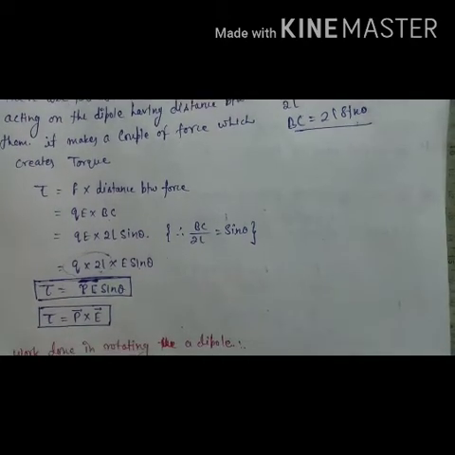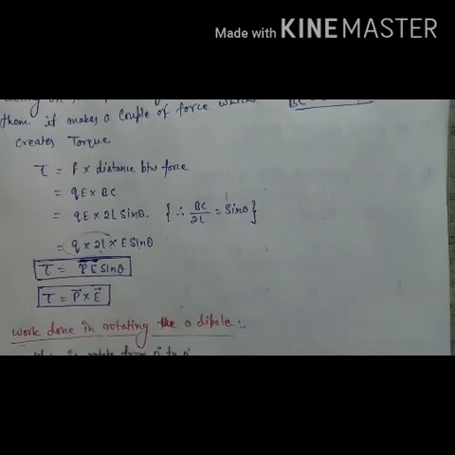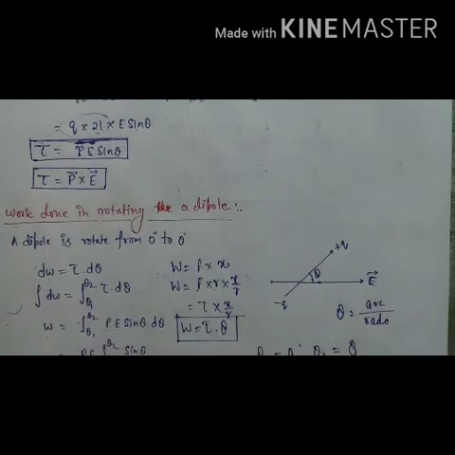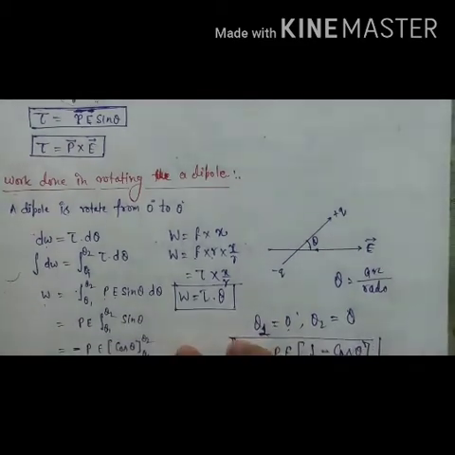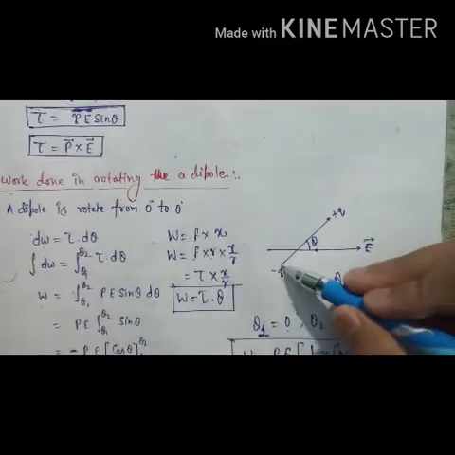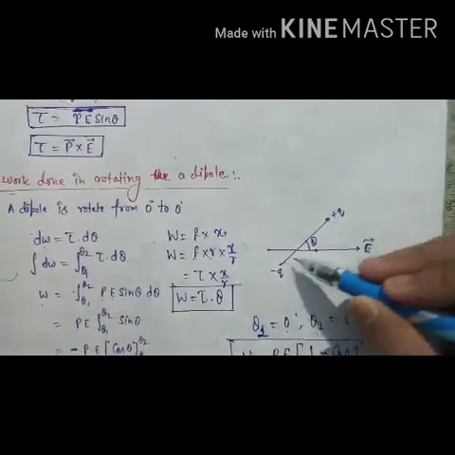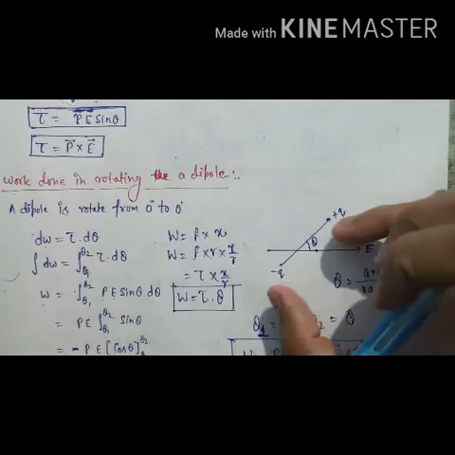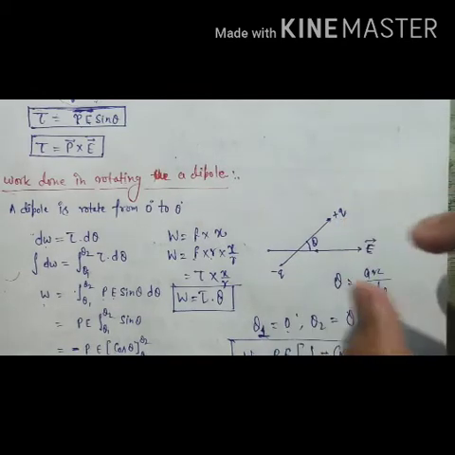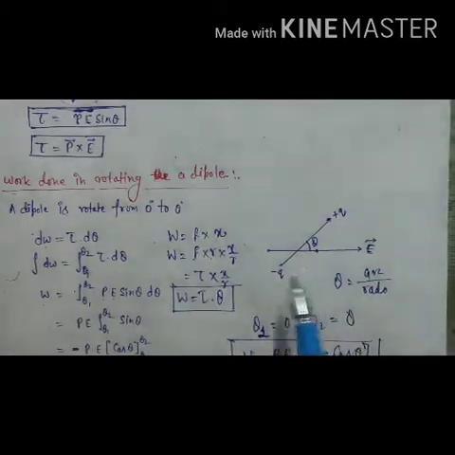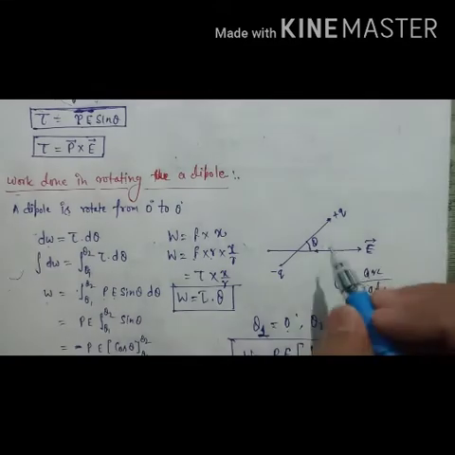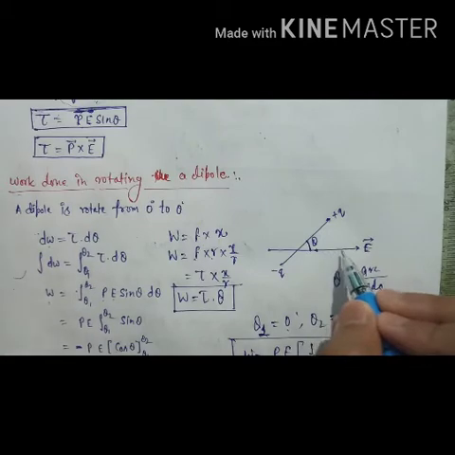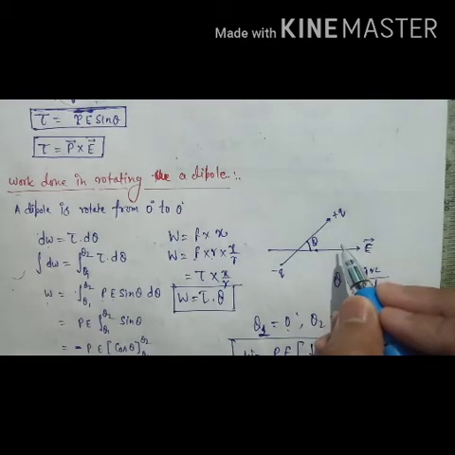Another topic we discuss is work done in rotating a dipole. How much work is done when a dipole is rotated? Here we have a dipole with minus q and plus q, having a certain distance between them. This arrangement is a dipole, and the electric field is in this direction, and the dipole makes an angle theta from the electric field direction.